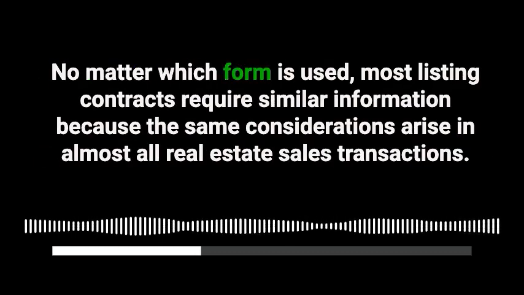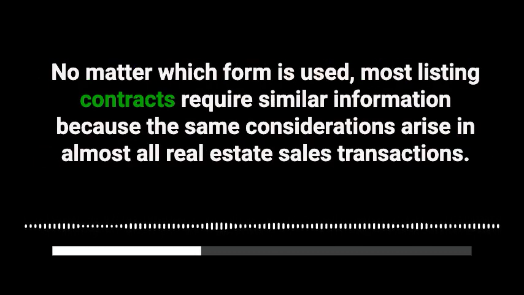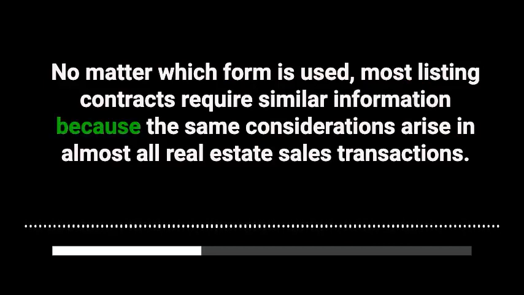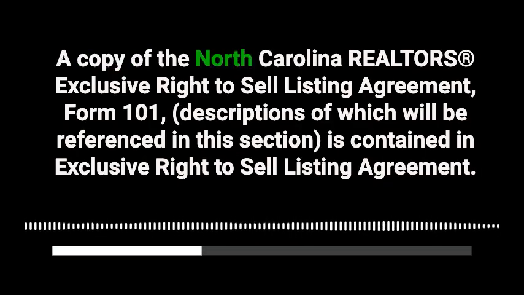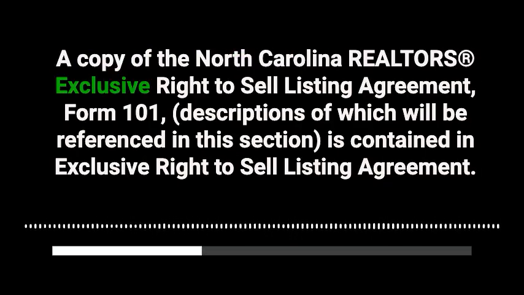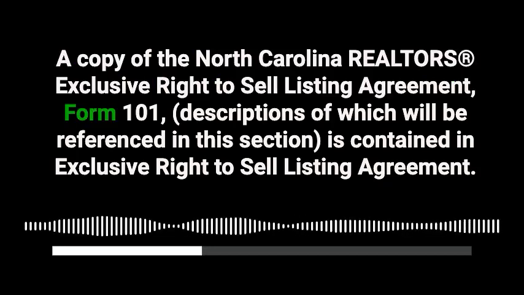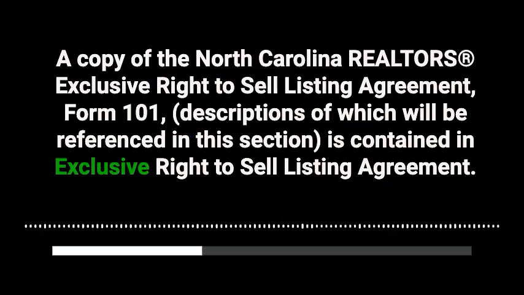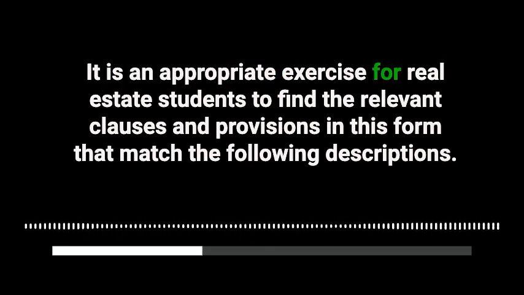No matter which form is used, most listing contracts require similar information because the same considerations arise in almost all real estate sales transactions. A copy of the North Carolina Realtors Exclusive Right to Sell Listing Agreement, Form 101, is contained in Exclusive Right to Sell Listing Agreement. It is an appropriate exercise for real estate students to find the relevant clauses and provisions in this form that match the following descriptions.